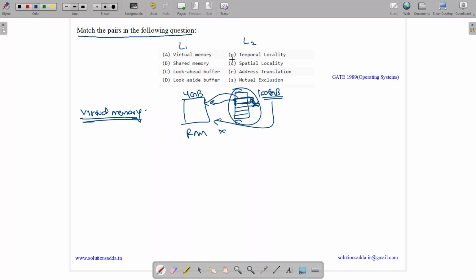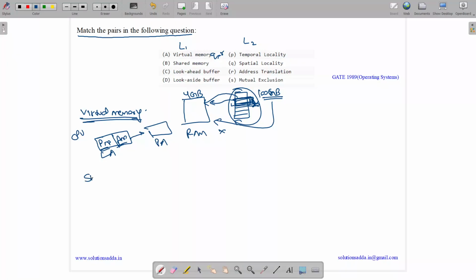And virtual memory can also be mapped to address translation, because if we have virtual memory, then basically we will be given a logical address. CPU always generates a logical address. So we need to convert this logical address to a physical address. It will have a page number and frame number, which should be converted to the actual page number and frame number of this process, which is basically called address translation. So address translation can also come over here. So virtual memory can be mapped to Q as well as R.